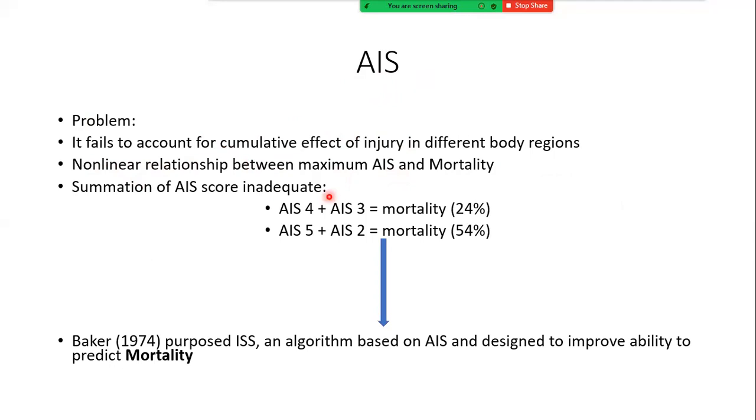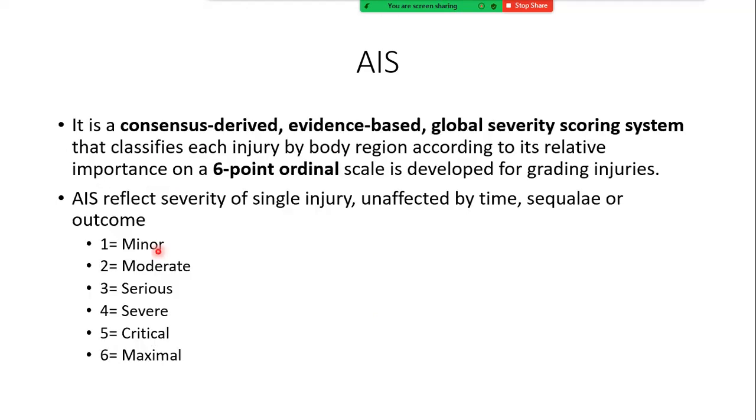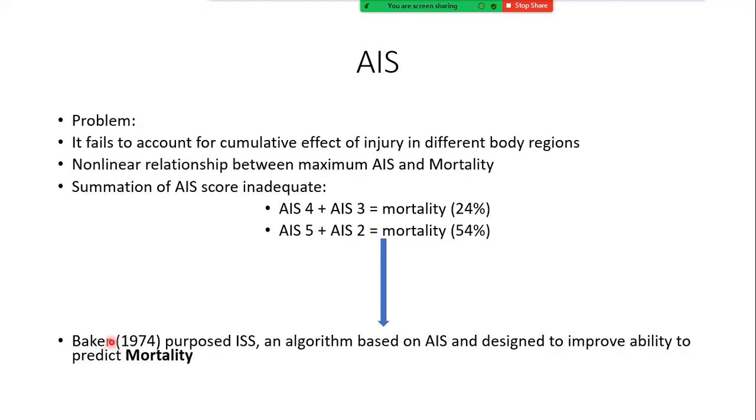And it has a non-linear relationship between maximum AIS and mortality. What it means is that, coming back to my previous slide, if the score is 6, it does not mean that everybody will have mortality, compared to if the patient has 2 injuries of 4, severe injuries, he may have more mortality compared to when he has a single injury of 6 or 5. So this means that there is a non-linear relationship between maximum AIS and mortality. So summation of AIS score is inadequate.